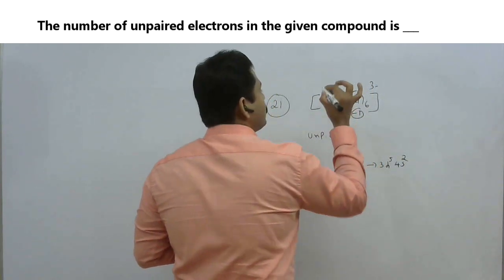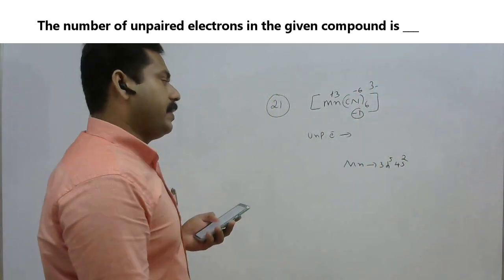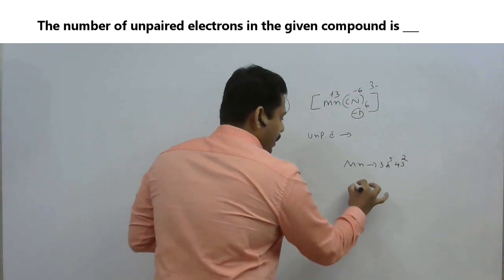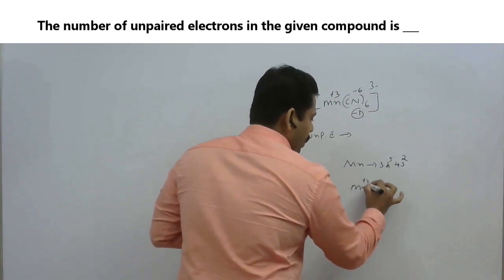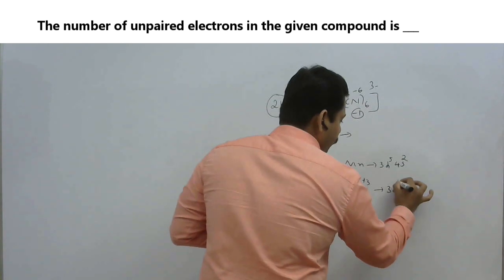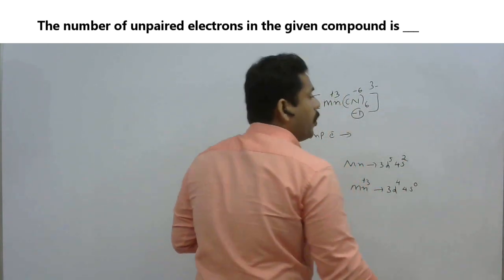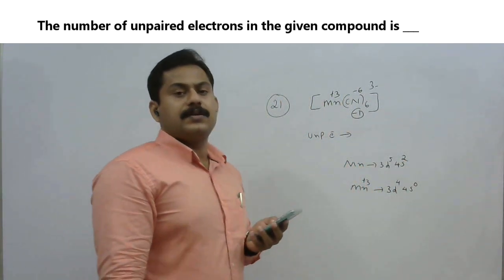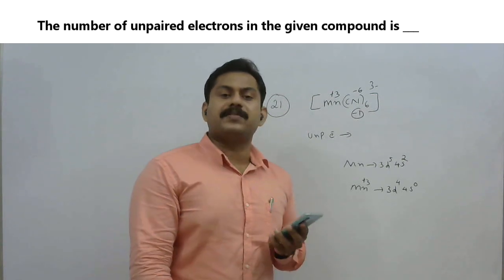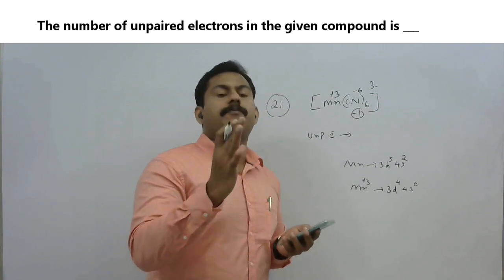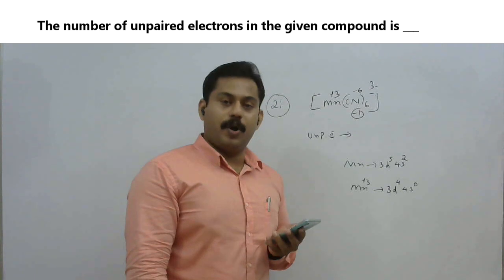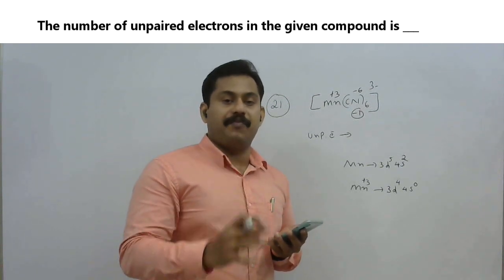This has to be plus 3, minus 6, only 3 minus, right? So manganese plus 3 now, you will get the answer as 3d4 4s0. According to the valence bond theory, CN group, cyanido, is a strong field ligand, so pairing up will be happening. But I told you, we have to go for the crystal field theory only, right?